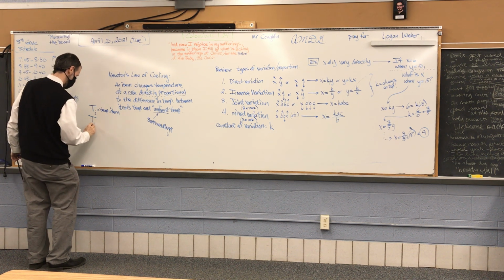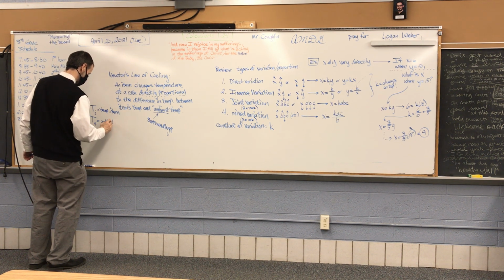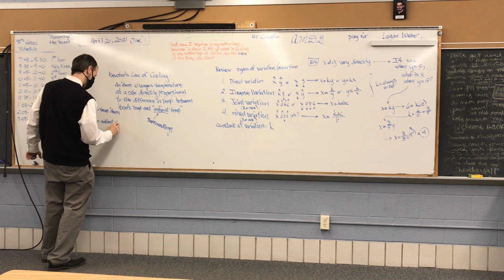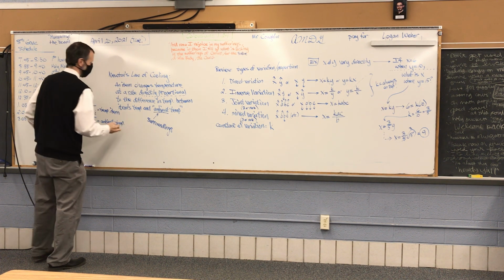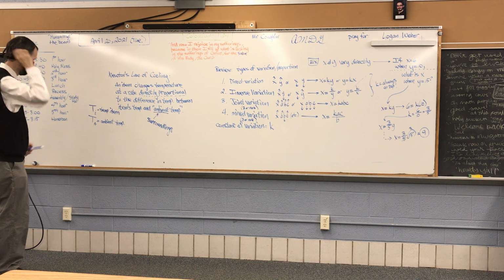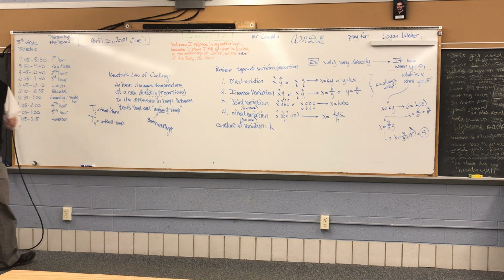And then Ta would be the ambient temperature, which is a fancy way of saying the room temperature. It doesn't have to be a room. If you throw it in a bucket of ice water, then it's the temperature of the water, whatever you're immersed in. Can somebody tell me how to find the difference in temperature?